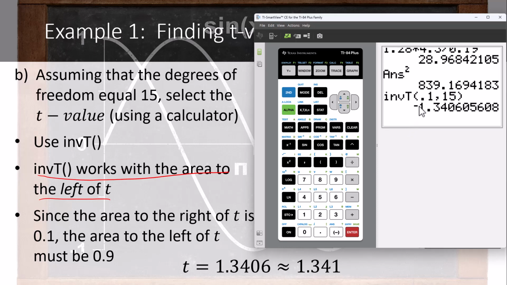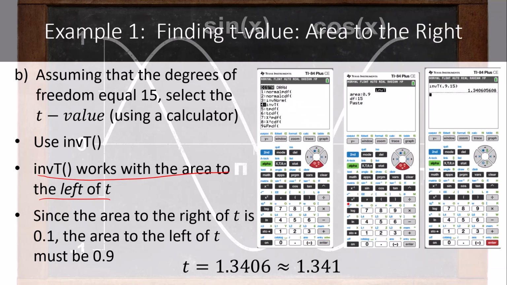What is the difference between the two? Well, since the t distribution is symmetric about the origin, that just means we want to get rid of the minus sign. So if we're using this and we want the area to the right, we take this value, get rid of the minus sign, and you are good to go. And that will give us 1.341 after we round, which is exactly what we got when we used the tables.